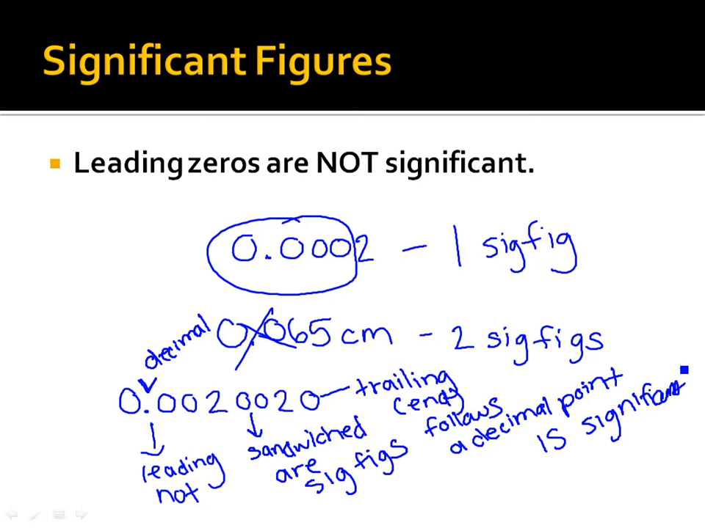So if we add up all of these significant figures, our first 3 are not, so we'll start here at the 2. So we have 1, 2, 3, 4, 5. So we would have a total of 5 significant figures.